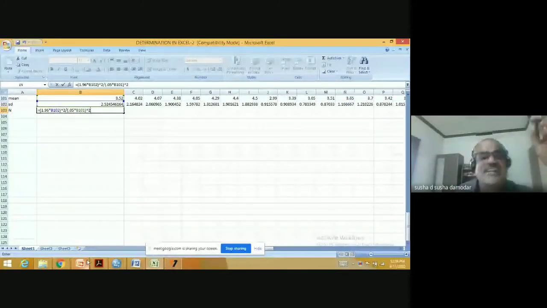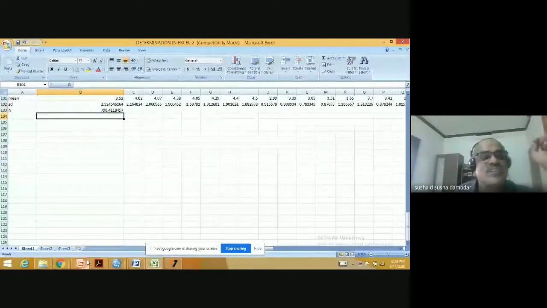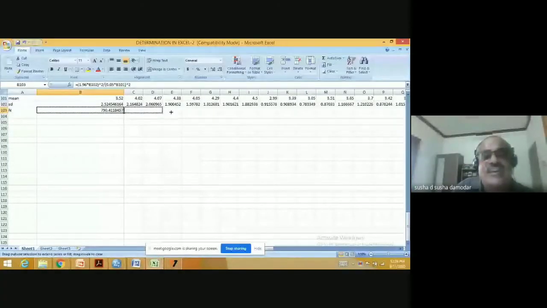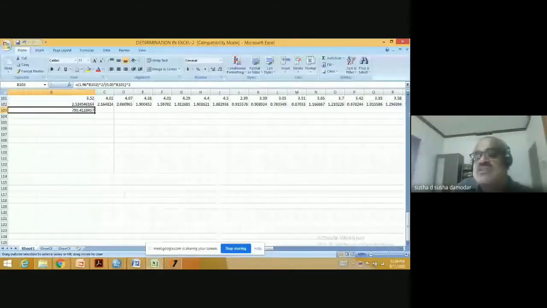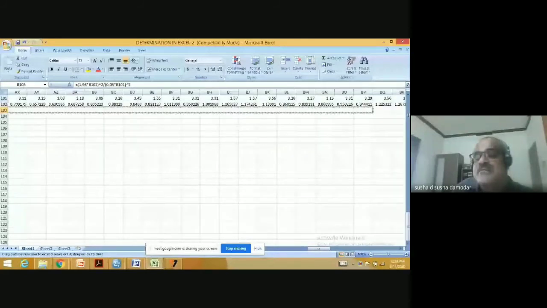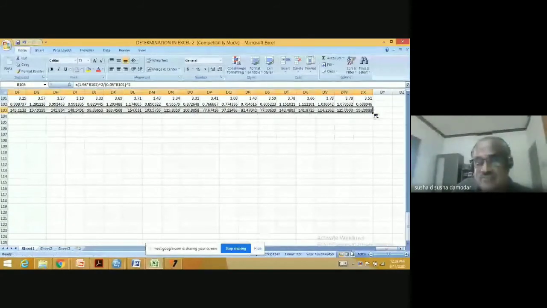Press enter. Here the n is equal to 790.411. Then we take it and drag it for the calculation of n for the 127 statements already included in the questionnaire. See, we calculate n for all the statements.